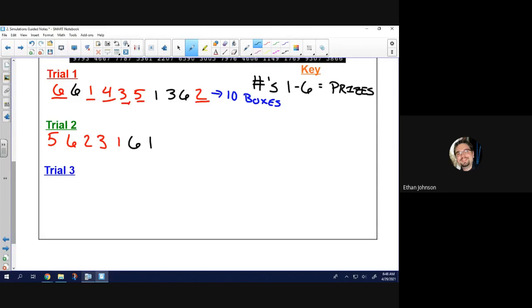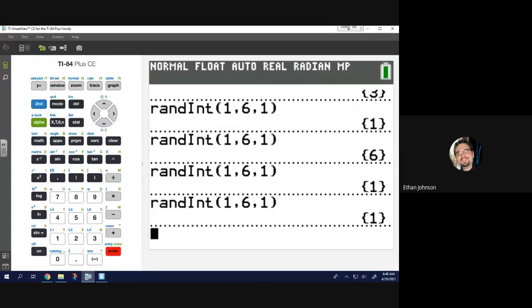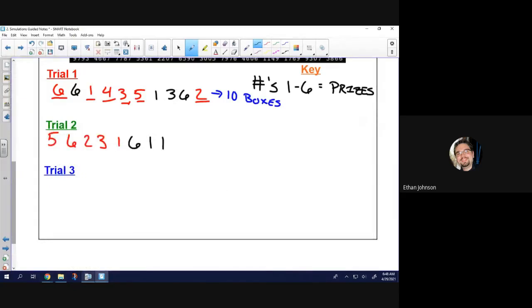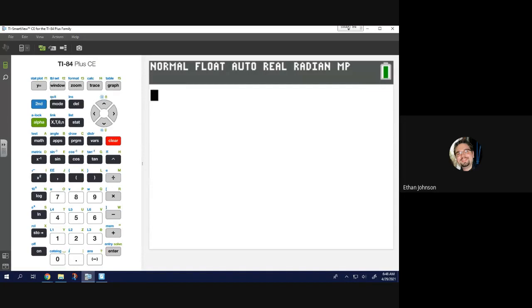It looks like the only one we're missing now is prize 4. So a 1, a 4. So a 1 and a 4. Okay. So how many boxes was it this time? Oh, 1, 2, 3, 4, 5, 6, 7, 8, 9 boxes. And one more trial. I'll hit clear.